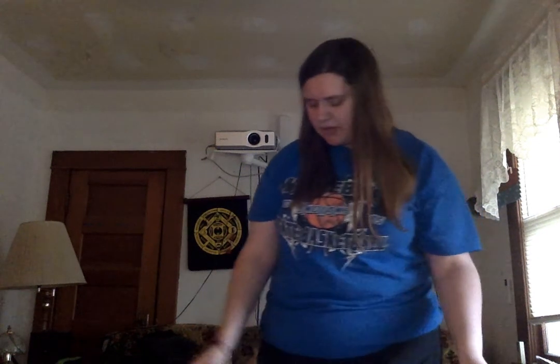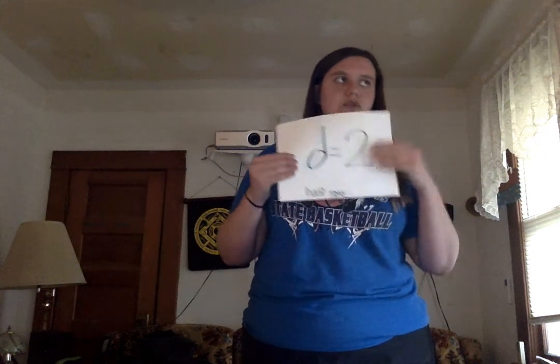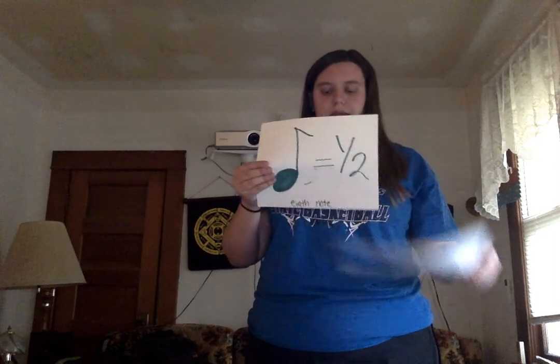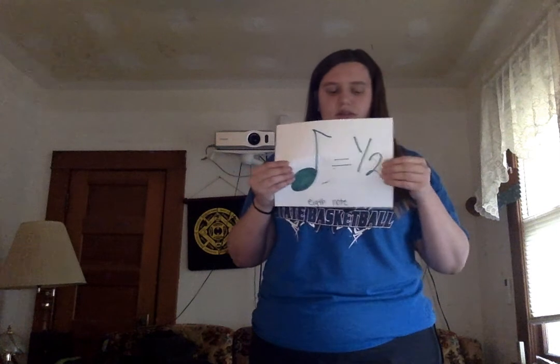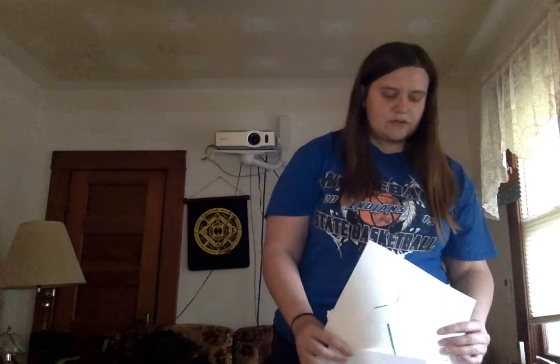So we're going to review one last time what the different values of each note are. A half note is 2. So if I had a half note, you would know that that's the number 2. If I had a quarter note, that would be the number 1. If I had an eighth note, that would be a half. And if I had a whole note, that would be 4. Good job today, class. You did very well.